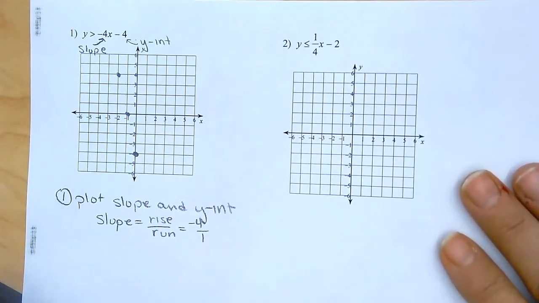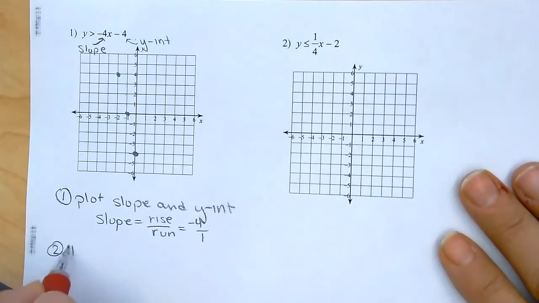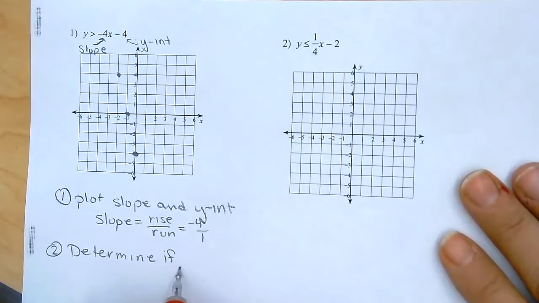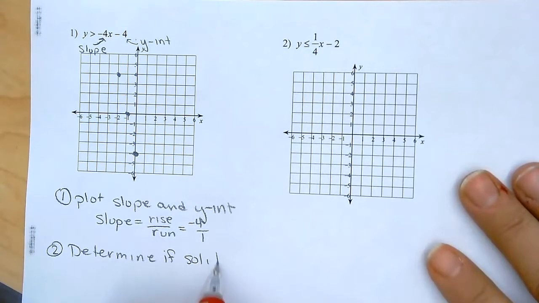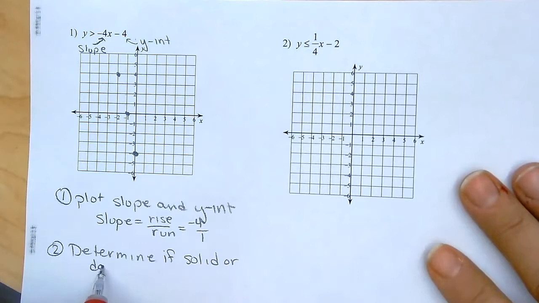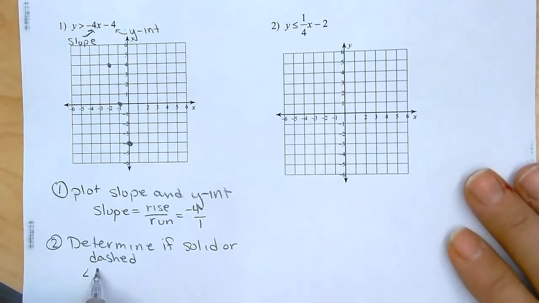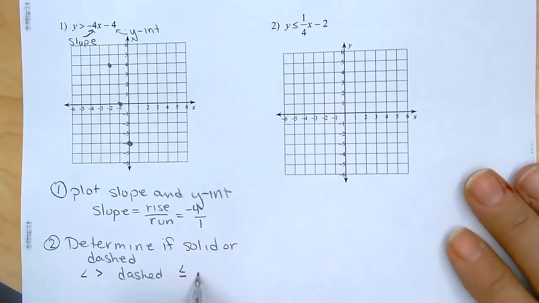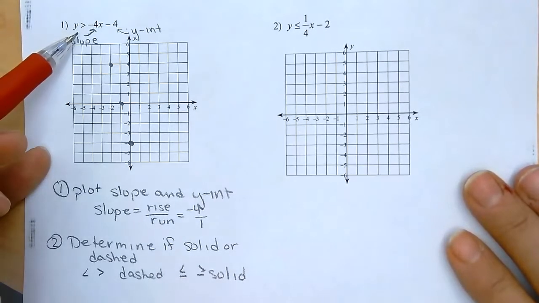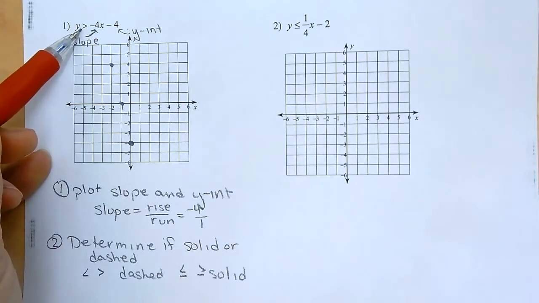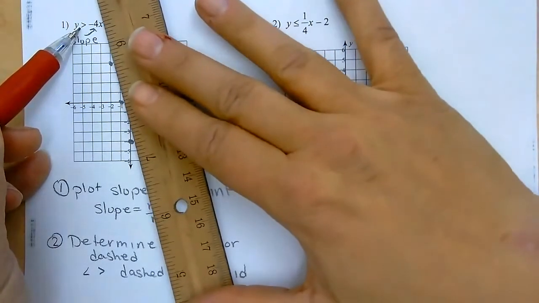So plot your points. Now you need to determine if you have a solid line or dashed. And that goes back to our inequalities, just the same as having an open hole and a closed. If it's less than or greater than, it's dashed. Less than or equal to, greater than or equal to, it's solid. So our symbol here is a greater than symbol. So we're going to take our ruler and we're going to make a dashed line.